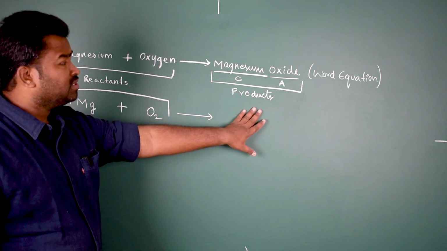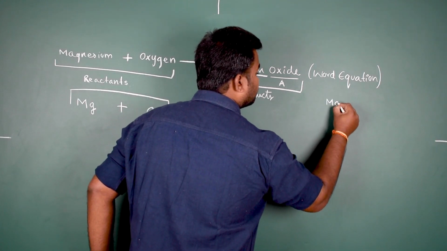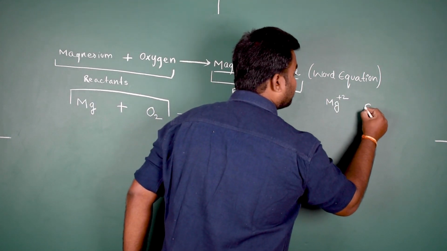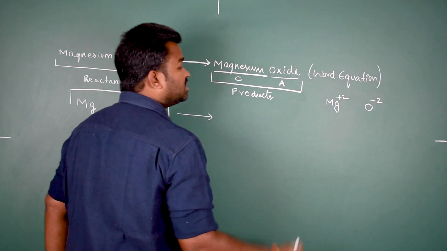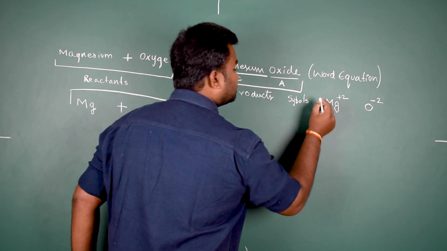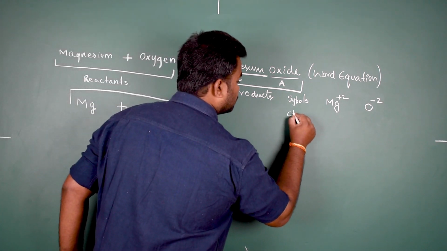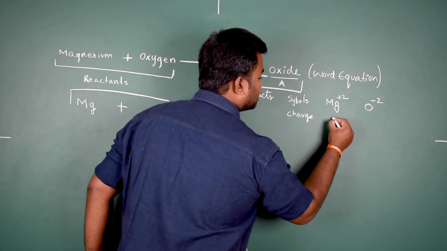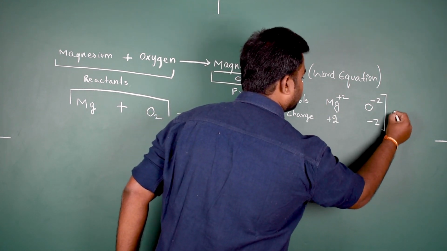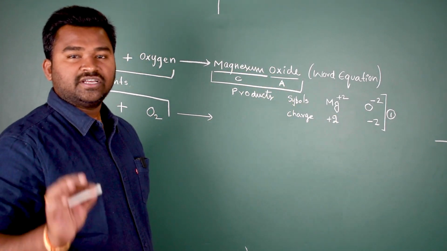Correct? So we understood that there is a cation which is known as what? Magnesium, and the symbol of the magnesium cation is Mg plus 2, whereas the oxide anion is given by O minus 2. So this is the first step in writing the formulae, that is you represent the symbols of those ions. Now what is the charge of those ions? This is plus 2 and this is minus 2. So we figured out what are the charges of those ions and what are the symbols of those ions. This is the first step.